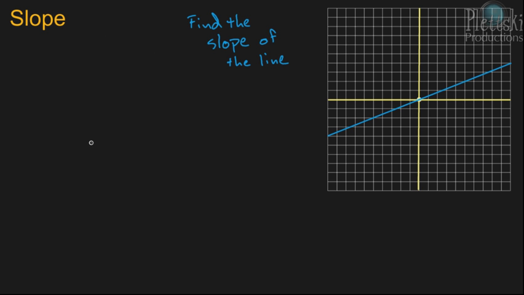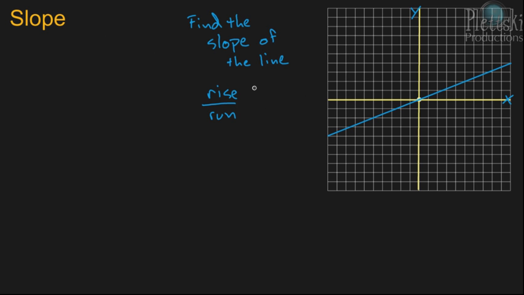Find the slope of the line. Okay, we have our x-axis and our y-axis, and we have this line. And we want to find the slope. Well, remember, slope is the change in y over the change in x, or rise over run.